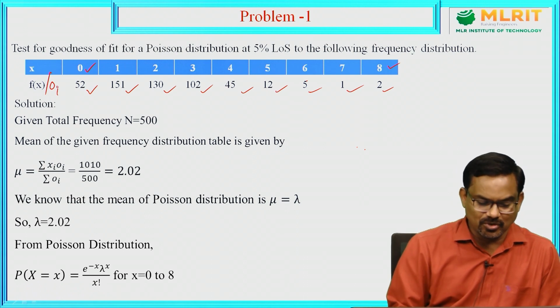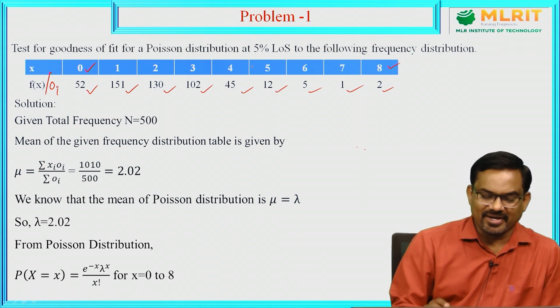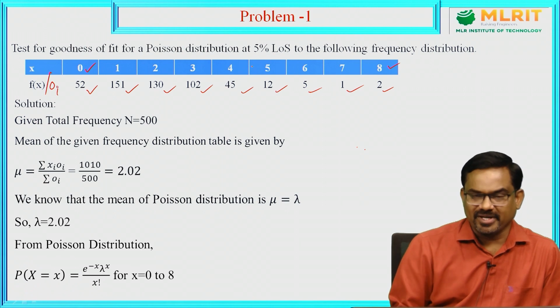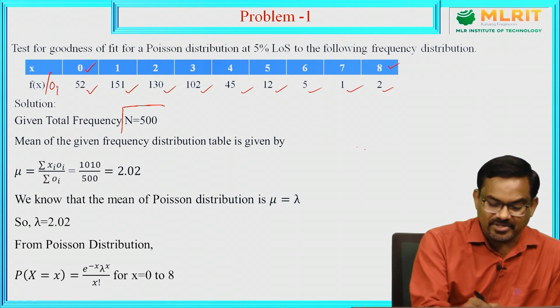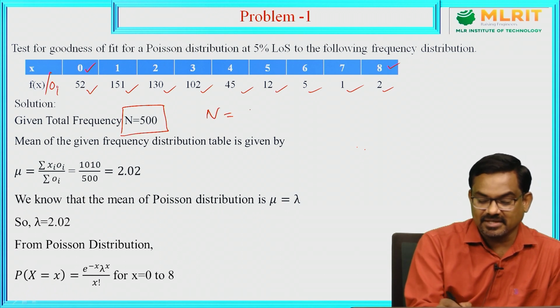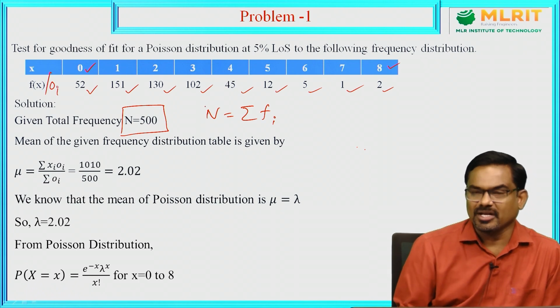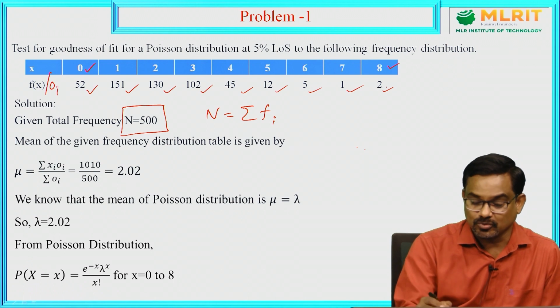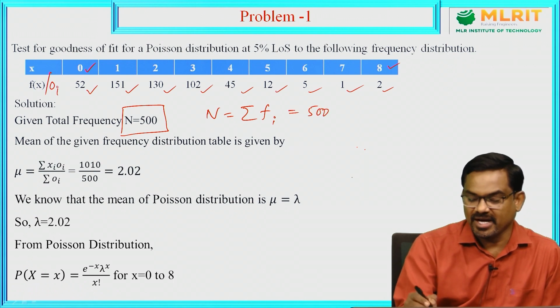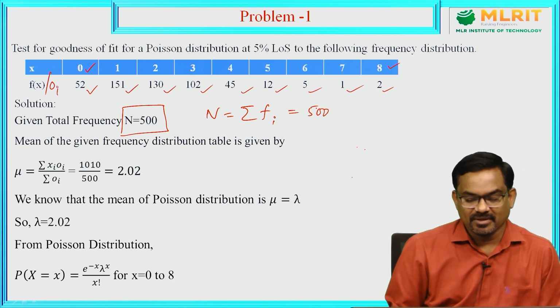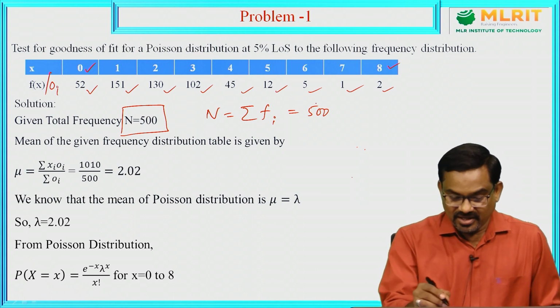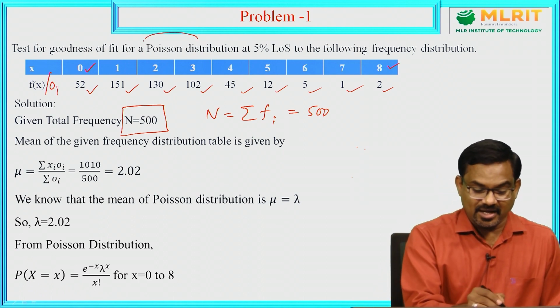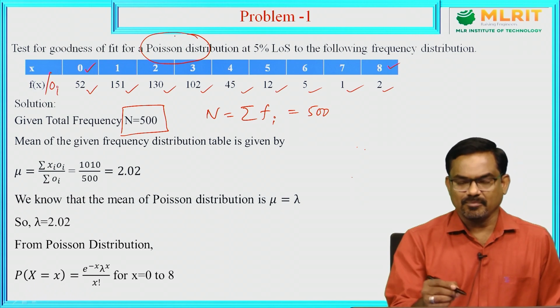Now, coming to the solution, consider the given data, x values and corresponding observed frequencies. First, calculate the total frequency. Total frequency n is given by sigma Fi, where i equal to 0 to 8, total 9 values are given. So, 52 plus 151 plus 130 plus so on up to 2, this is equal to 500 in this particular example. Now, here we have to test whether a good fit exists between the data and Poisson distribution.